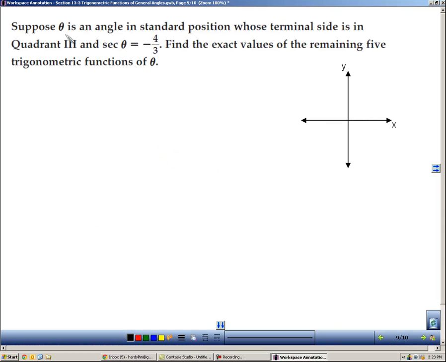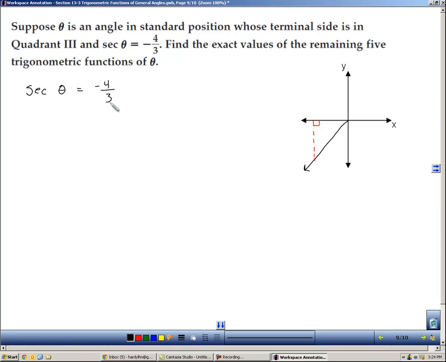Here we see that an angle in standard position has the terminal side in quadrant 3, which means it's going to be here in quadrant 3, and it's going to make a triangle. We've discussed this in the past. The secant of theta is negative 4 over 3.